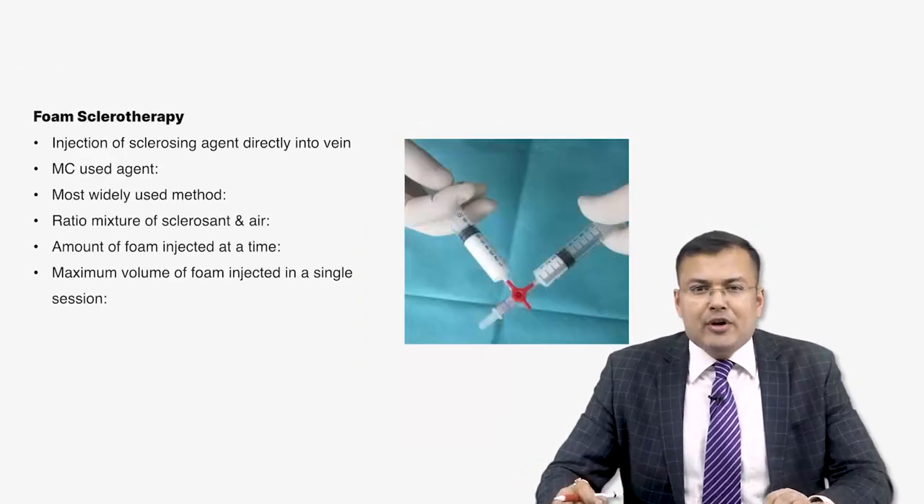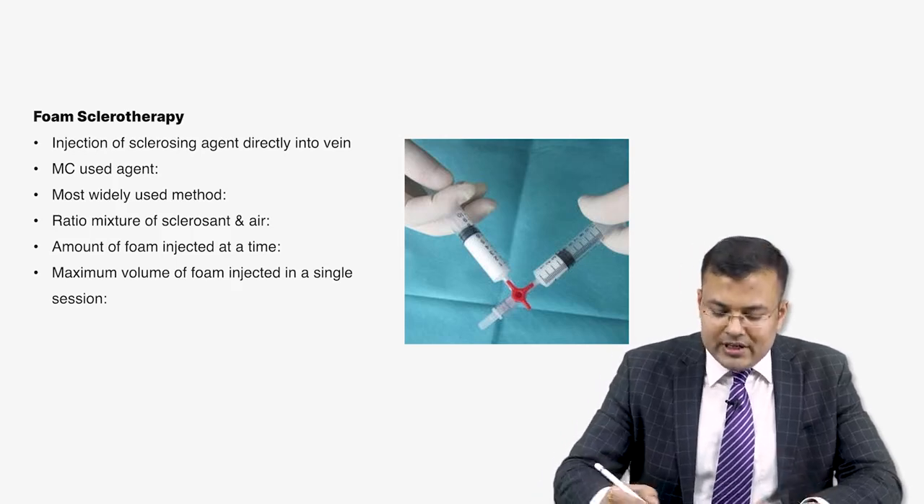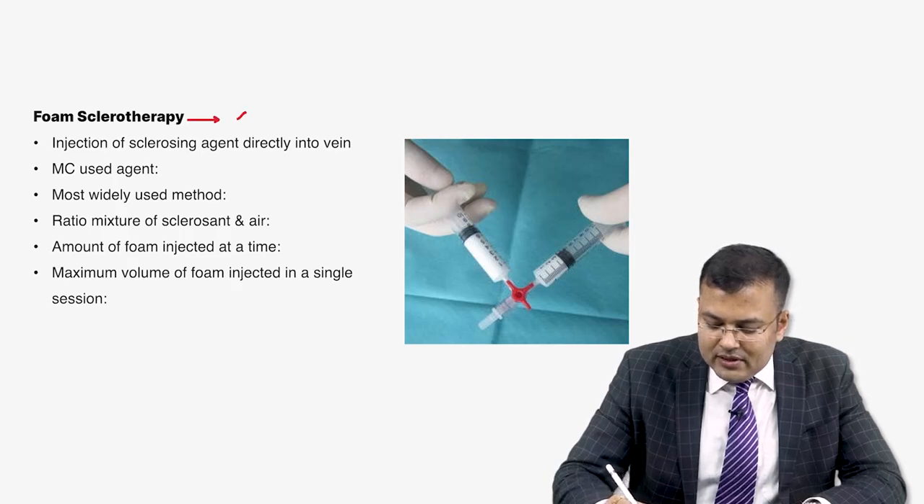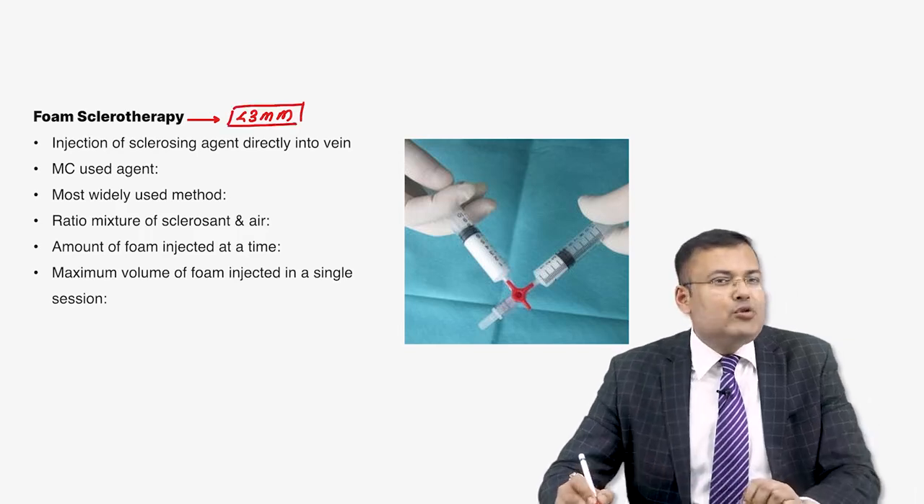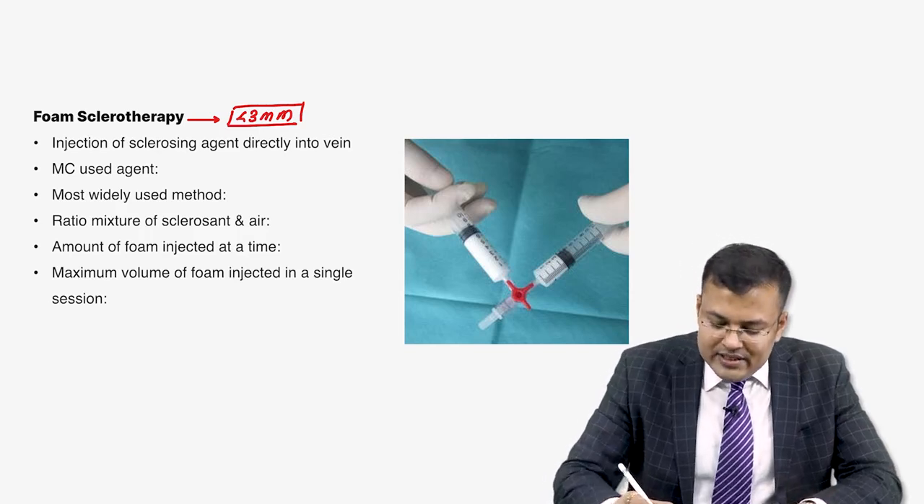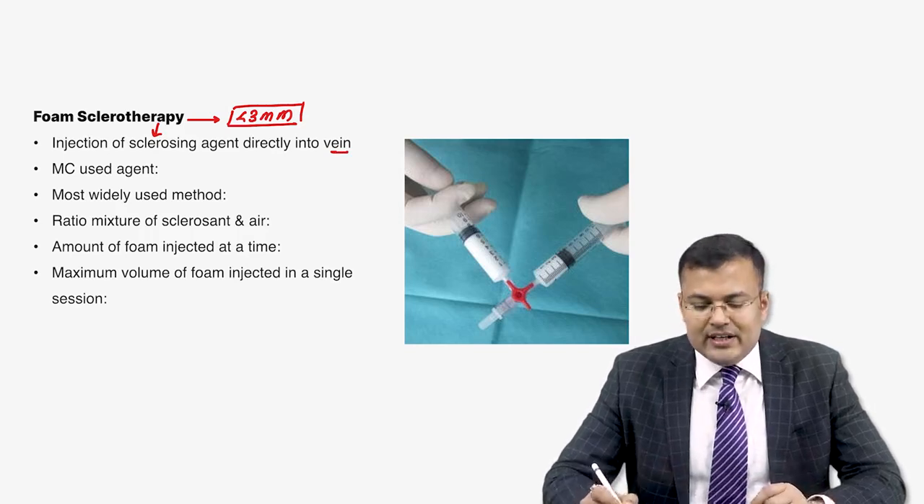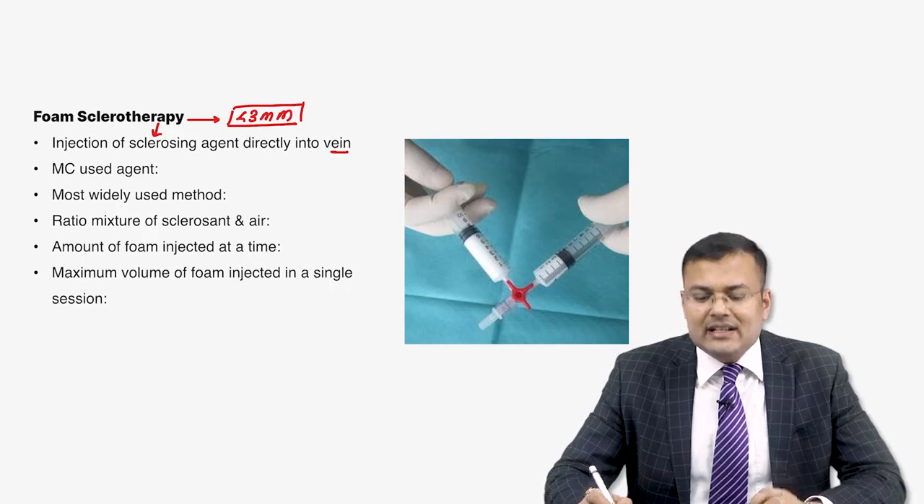Next is sclerotherapy or foam sclerotherapy. First tell me, for which veins are we using foam sclerotherapy? Remember the diameter. Whenever the diameter of the vein is less than 3 mm, it does not fit the definition of varicose vein. So in sclerotherapy, what do you do? You inject the sclerosing agent directly into the vein. What is the most commonly used agent?